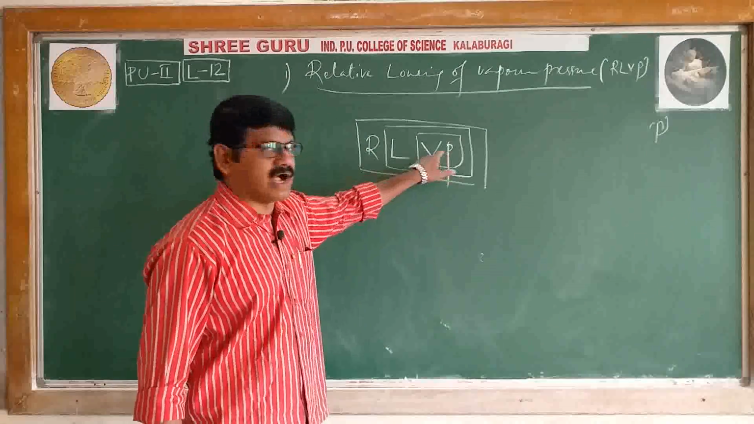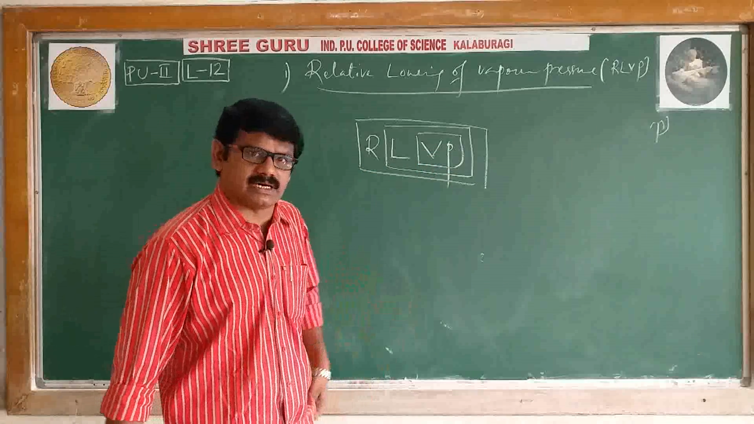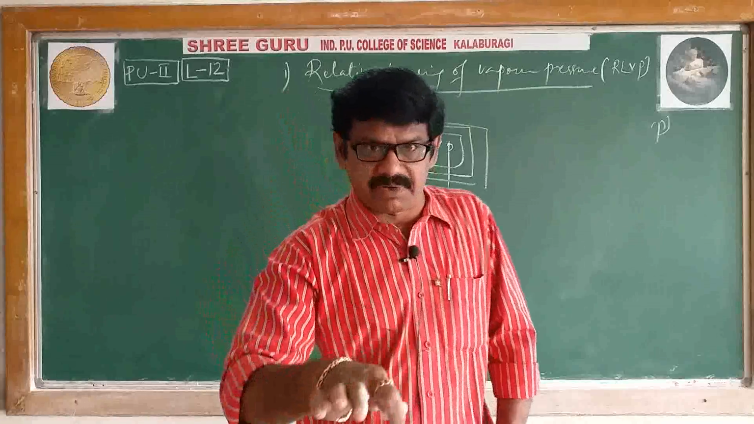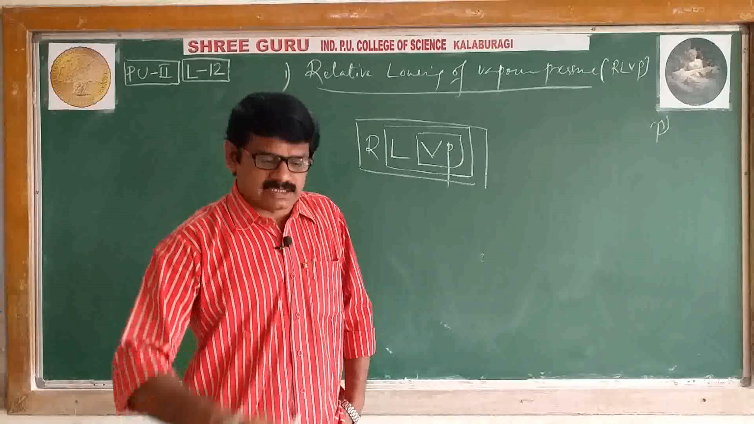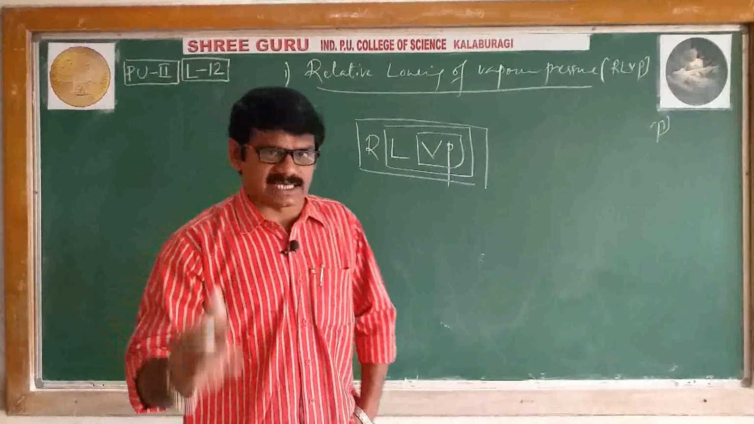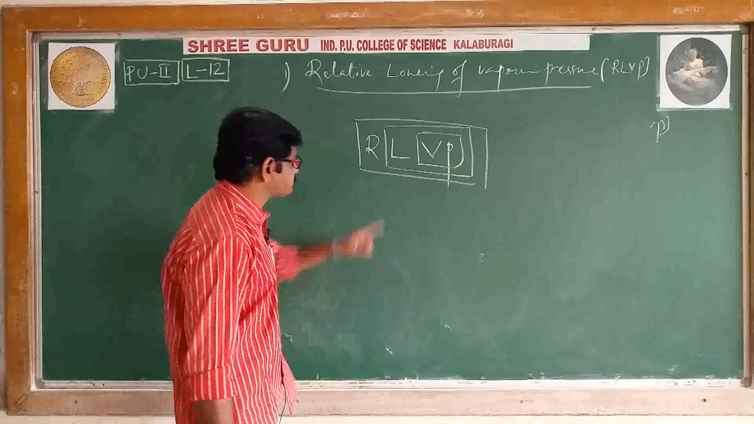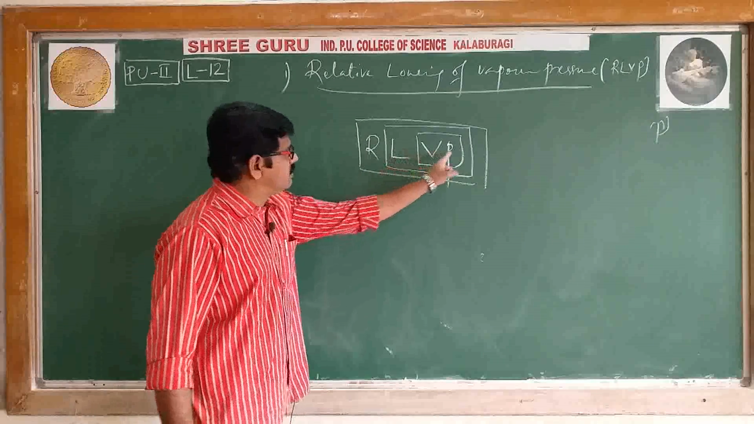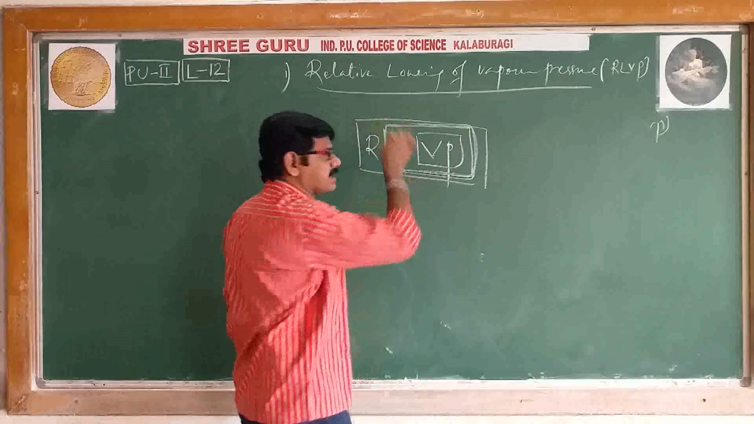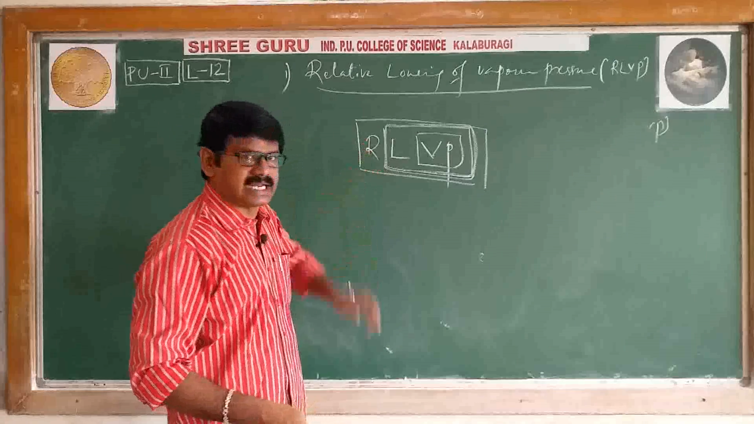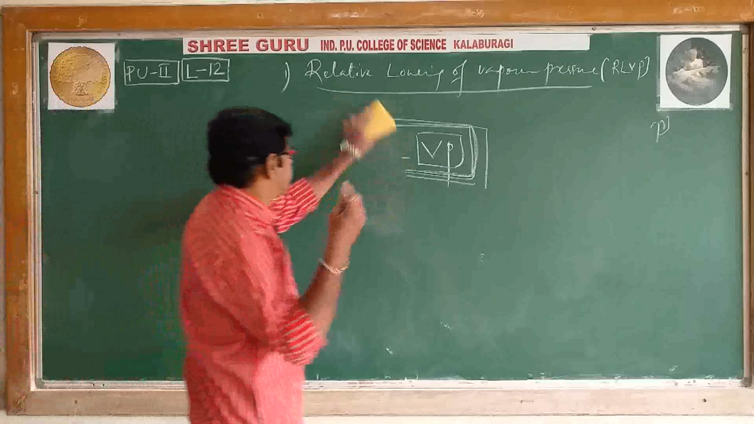First, what is vapor pressure, I already explained in the last video. Once again we'll recall what vapor pressure is. The pressure exerted by the vapor on the surface of liquid at equilibrium state is called vapor pressure. First we'll see the lowering of vapor pressure. After that we'll go to relative lowering of vapor pressure. Okay, we'll see what is the lowering of vapor pressure.